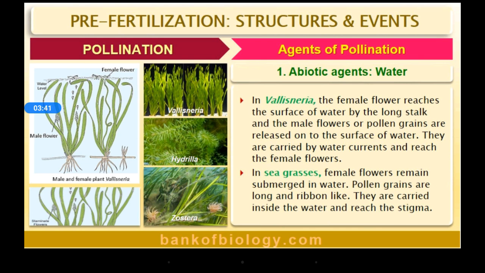In sea grasses, the female flowers remain submerged, deep inside the water. The pollen grains are long and ribbon like, and they are carried away by the water and reach the stigma. Along with the water waves they move and reach the stigma. That is how pollination takes place there.